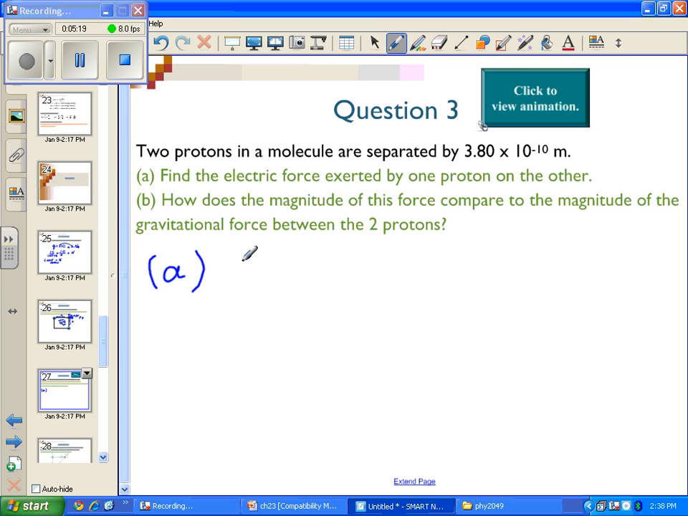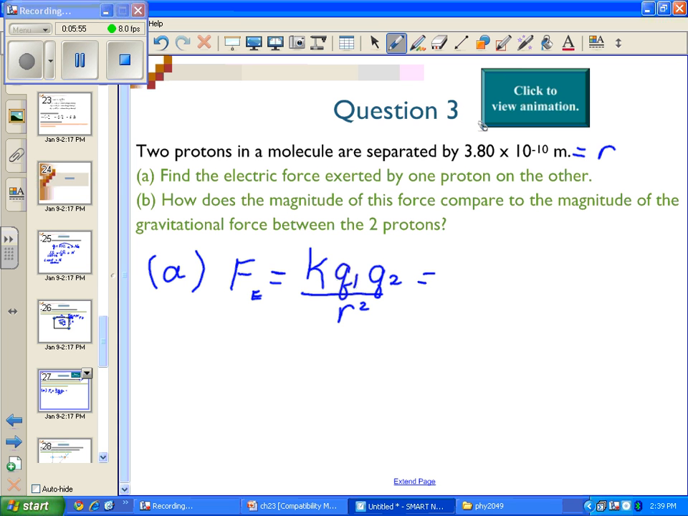Well, in part A, we want the electric force between the two protons. And of course, Coulomb's law says that it will be the constant. We're going to assume the protons are separated by vacuum, and that will be the case for all the problems that we do in this chapter. Proton 1 times proton 2 divided by their distance of separation squared, and of course that was given to us as 3.8 e to the minus 10.